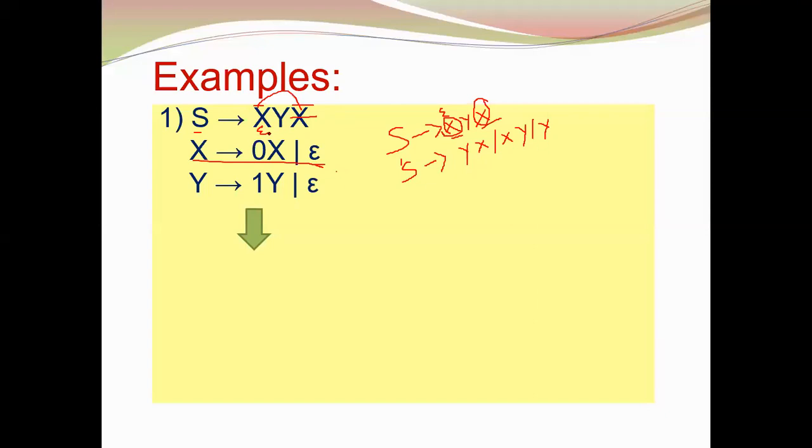Now I substituted the value for X. Now I can substitute Y tends to epsilon also in this production. If I'm substituting Y in this production, what is my value?